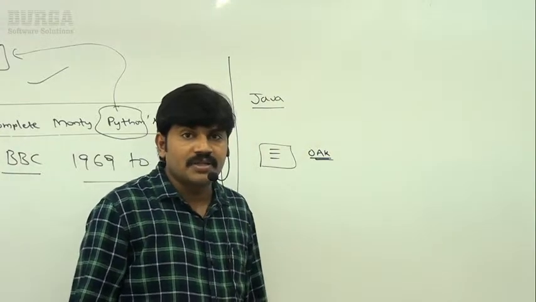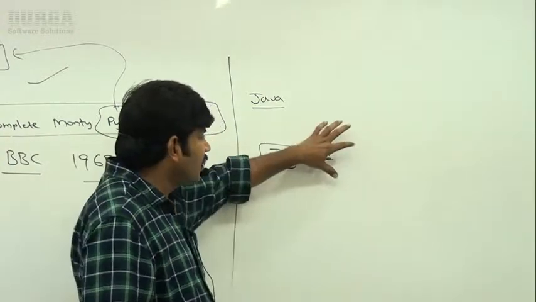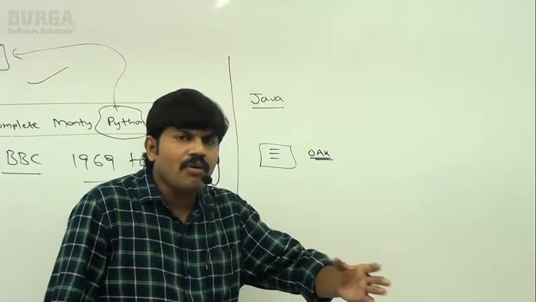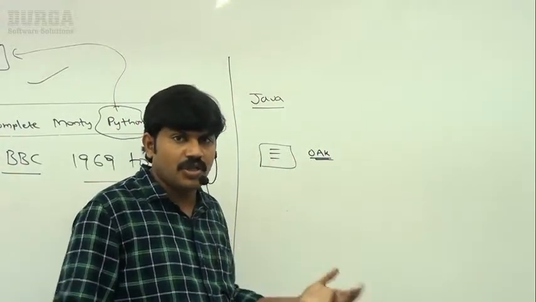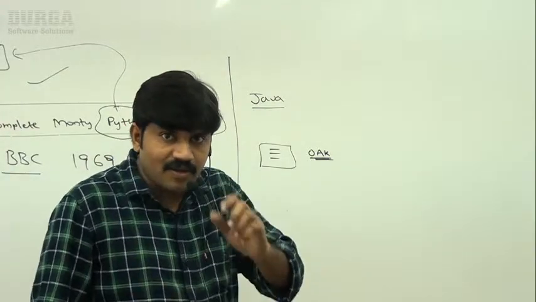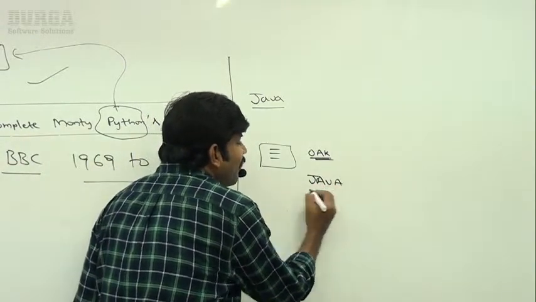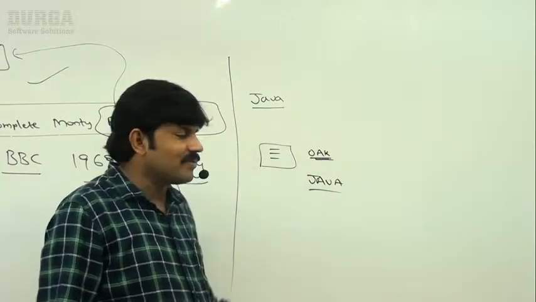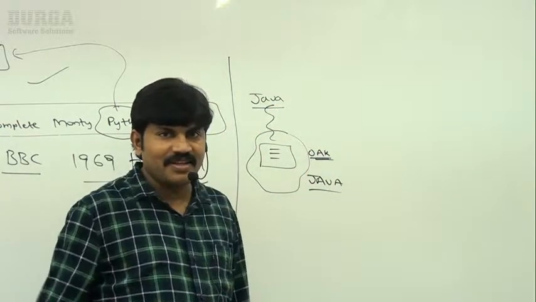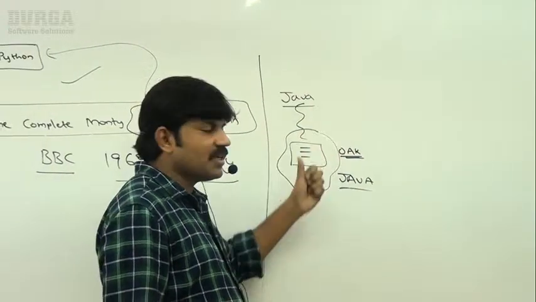But when they approached registration, the word Oak was already registered by an electronics company. Sorry, we can't give this name. Then they had to choose another name. James Gosling, the father of Java, was very fond of one coffee flavor, and that coffee flavor's name is Java. That's why they chose the name Java for that programming language, just based on the coffee flavor name.